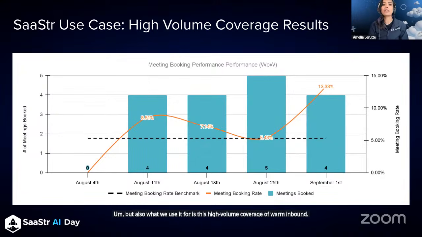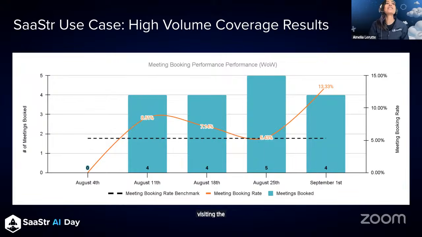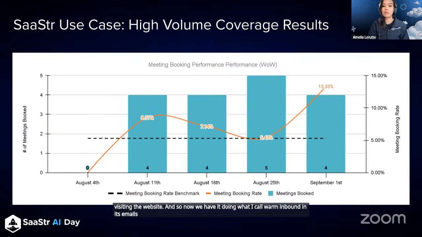The really nice thing about Qualified is it knows the folks on the site. It knows what they did. So to what Maura showed you, it can see what they're doing on the website, what pages they're visiting, and whether there are other people from the same company visiting the website. And so now we have it doing what I call warm inbound in its emails that it's following up with. If they didn't book a meeting, it tries to get them to book a meeting.